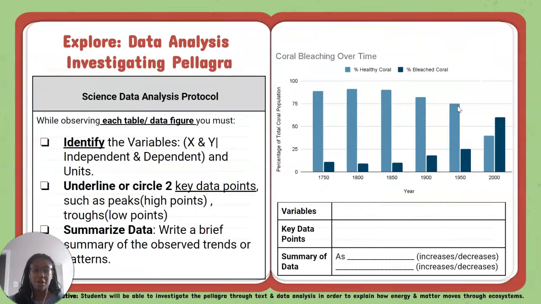Same thing works for bar graphs. We have our x-axis variable, the year, and the y-axis has in this case population size, my data points, and my brief summary. My summary would be as the years increase, again, it looks like bleached coral increases as well.